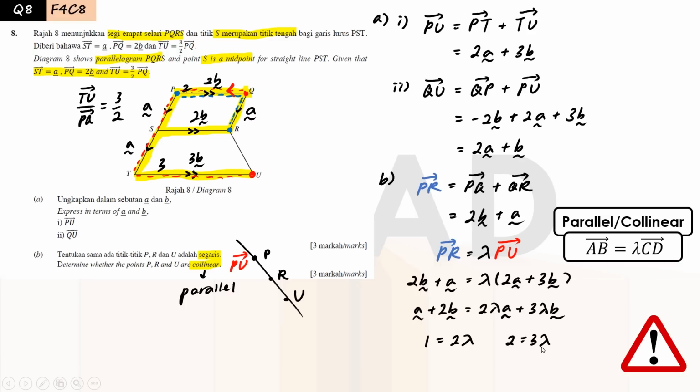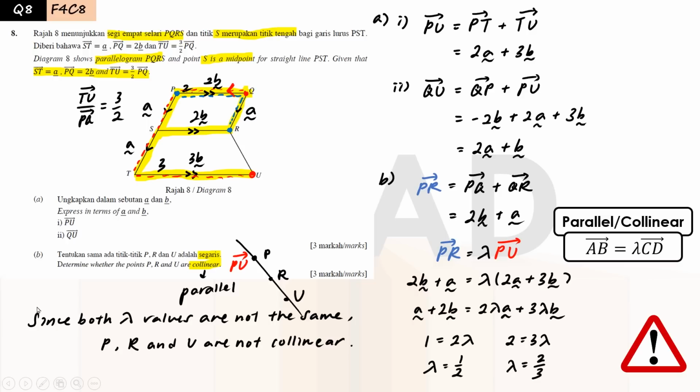If you calculate these 2 lambdas, you can see that they are actually not the same. So what does this mean? This means that the points PRU are actually not parallel. So we can write out a conclusion here. Since both of the lambda values are not the same, PRU are not collinear. But you may ask, why does it mean they are not collinear if the lambda values are not the same?